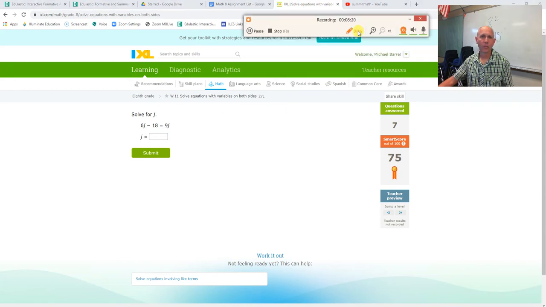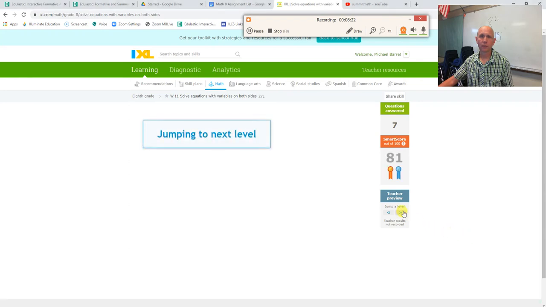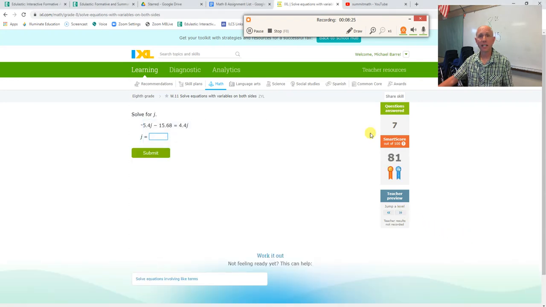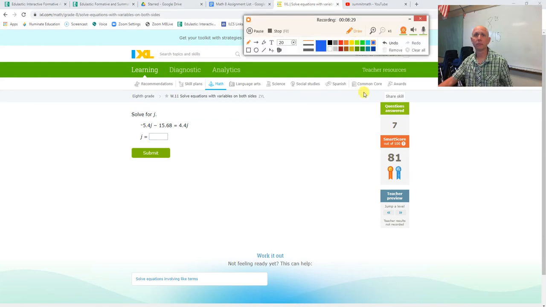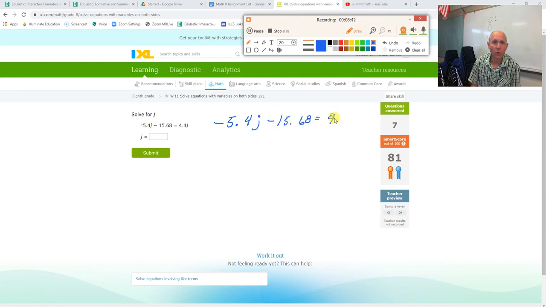I don't see anything crazy here. Let's jump a level. 81. Yeah, decimals, okay. I can do decimals. Negative 5.4j minus 15.68 equals 4.4j. Let's add 5.4j to both sides.